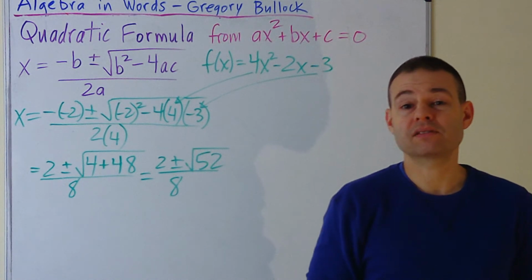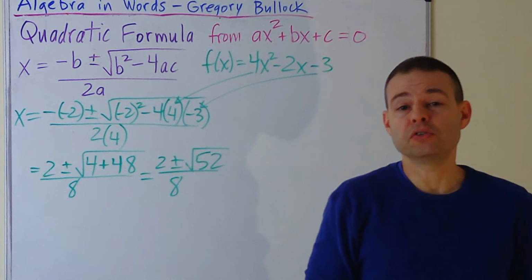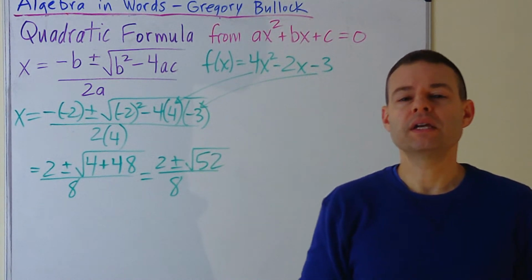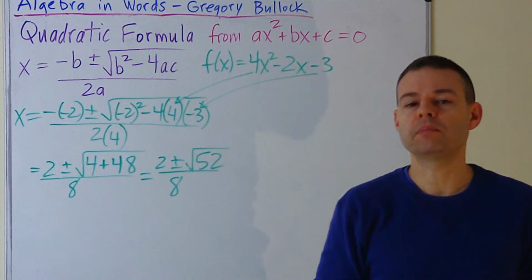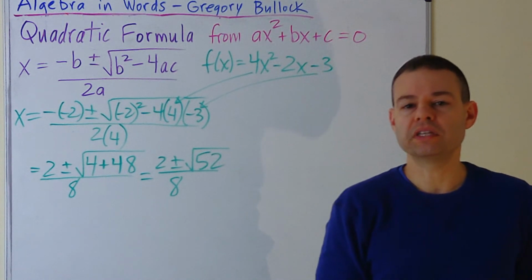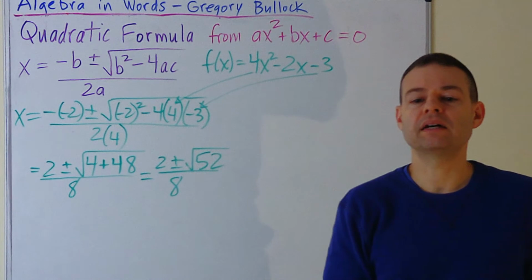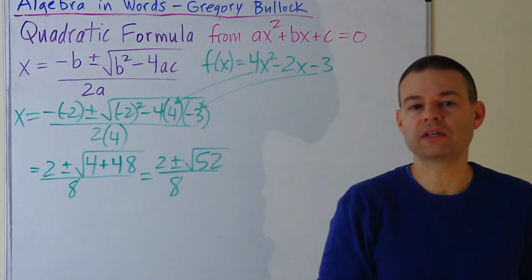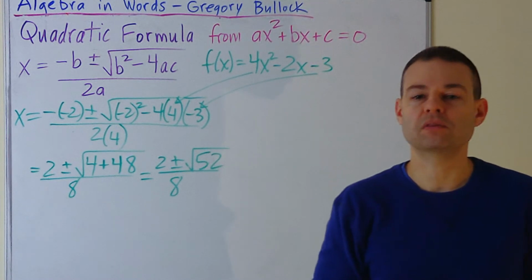So in that case, you're basically done. Could you convert it to a decimal by putting square root of 52 in the calculator? Yes, but usually we don't, because usually the radical form is the most exact, and we usually leave it in radical form, and you should be comfortable in working with and leaving the answers in radical form if possible.